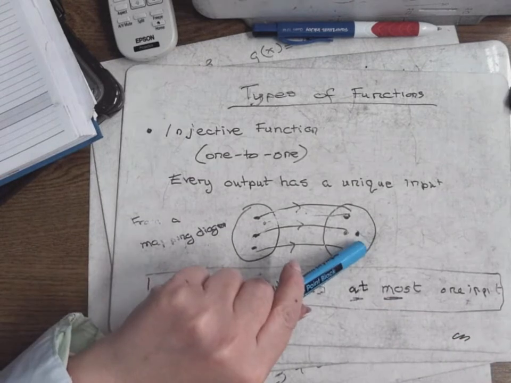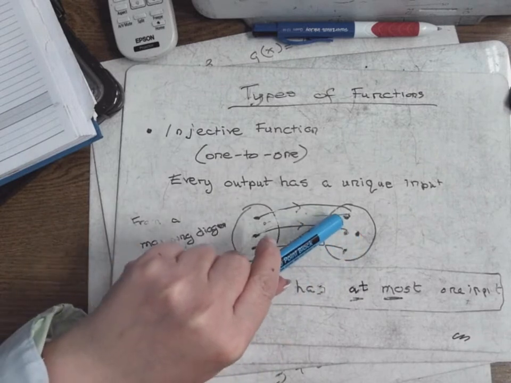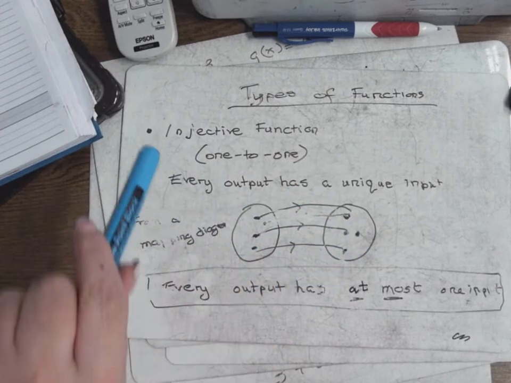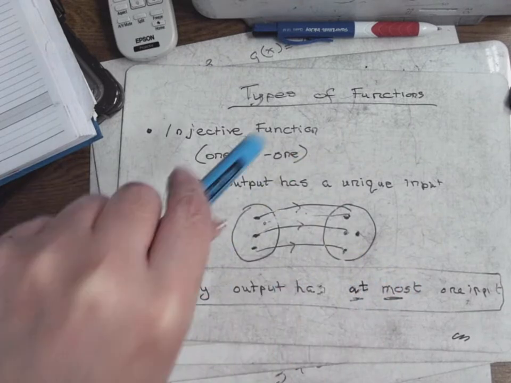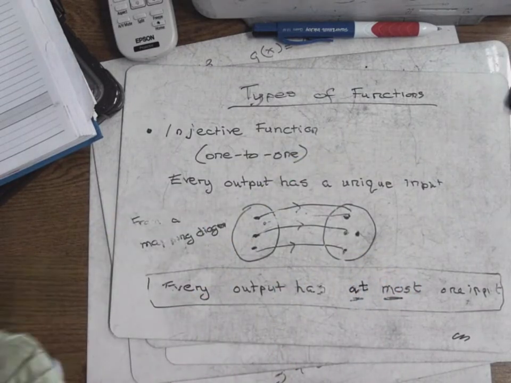So it's okay if it has none, right? But every output can't have two inputs. As in, you know the way sometimes one might go to two and four might go to two, right? That's not an injective function. It's still a function, just not an injective function.